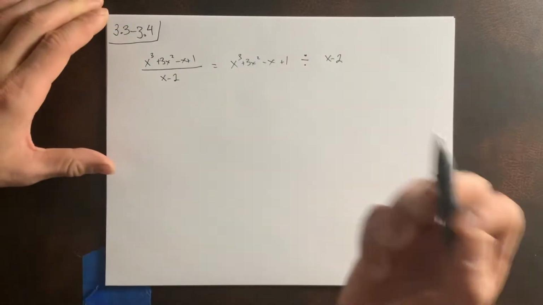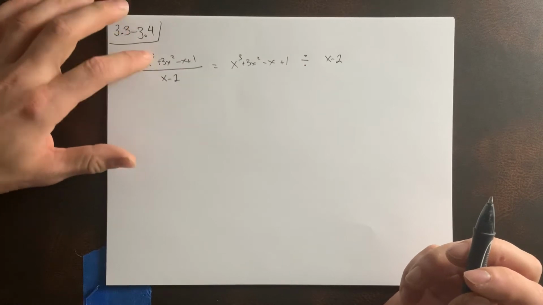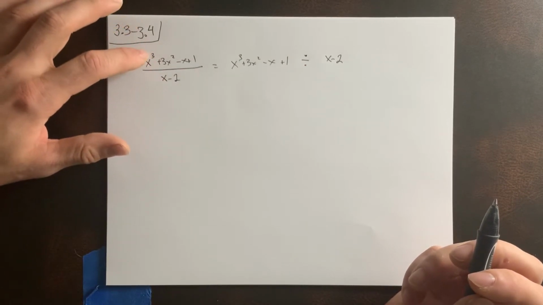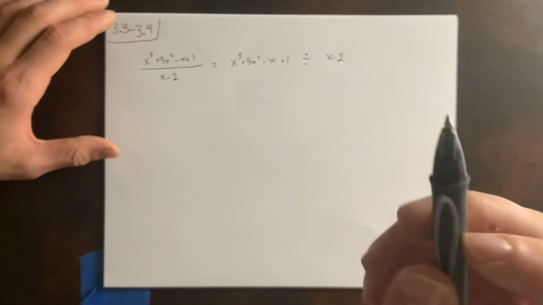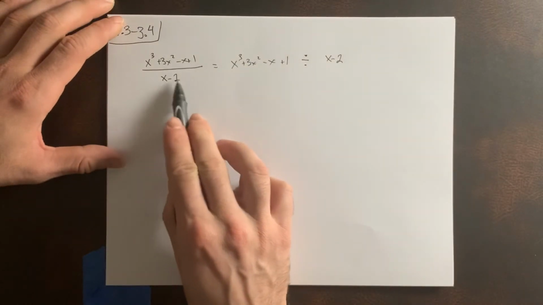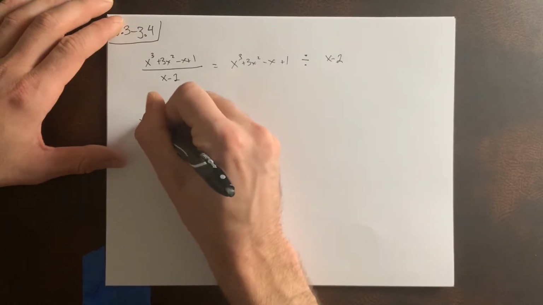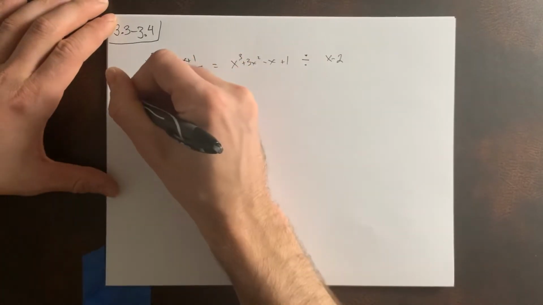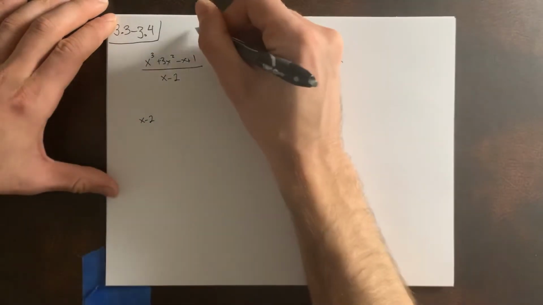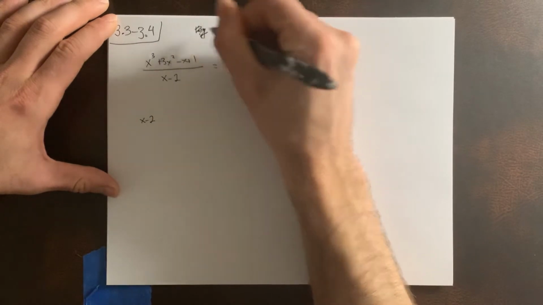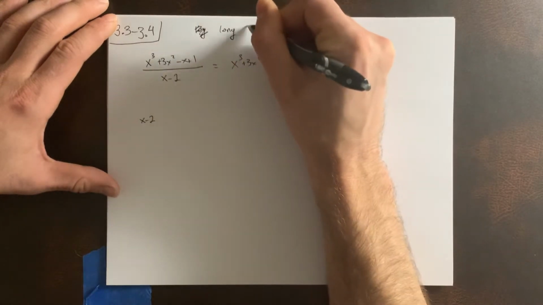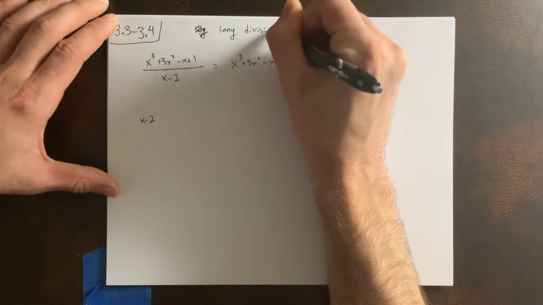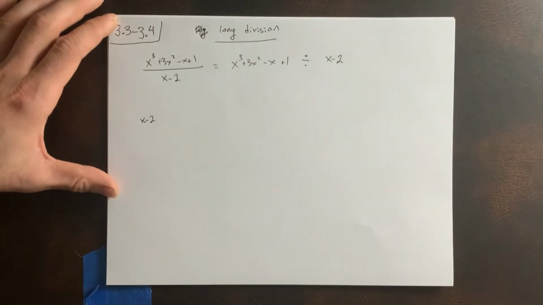So let's continue with this example. How can we divide these two polynomials together? What we do here is we take this bottom one, x minus 2, and we're just going to write it down. There are two ways we divide. The first method we're going to do is called long division.